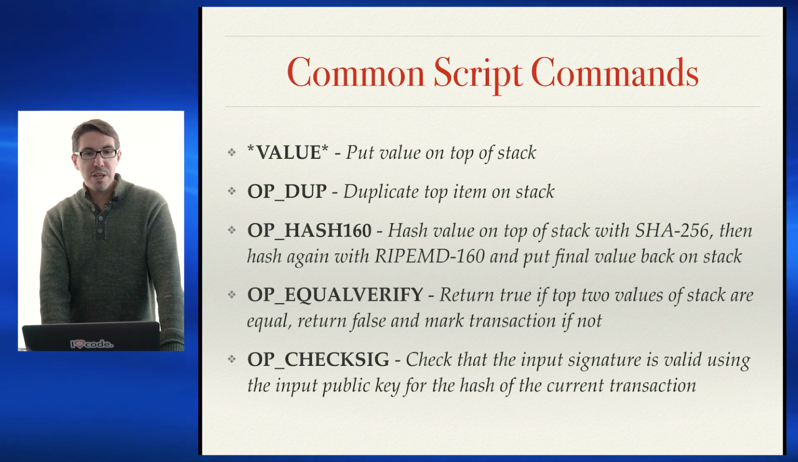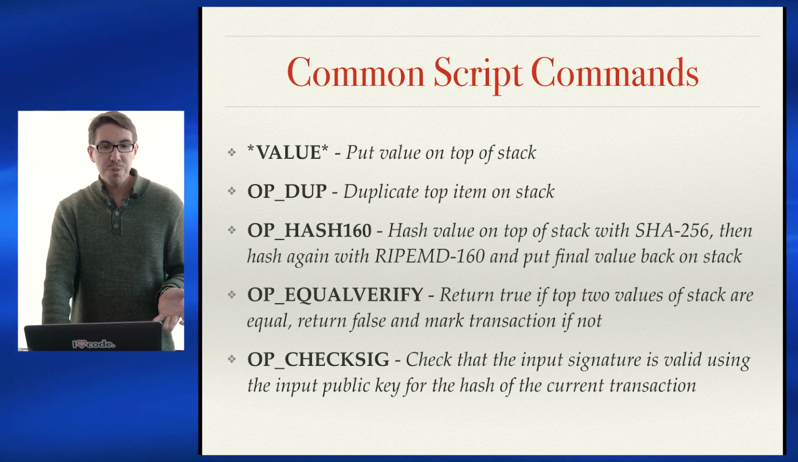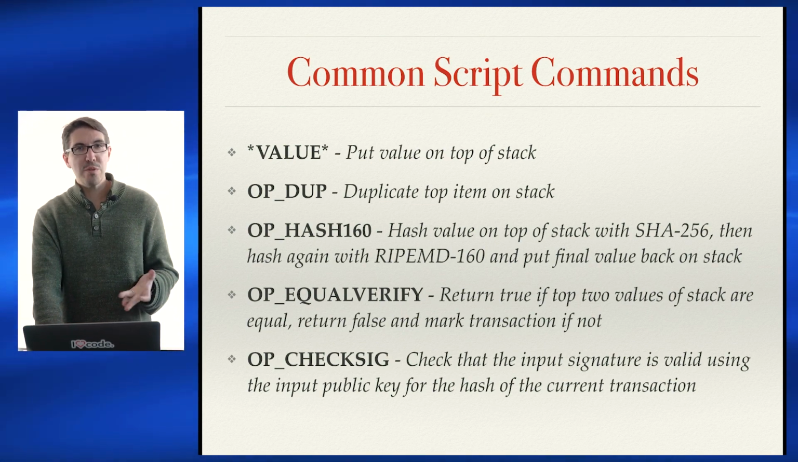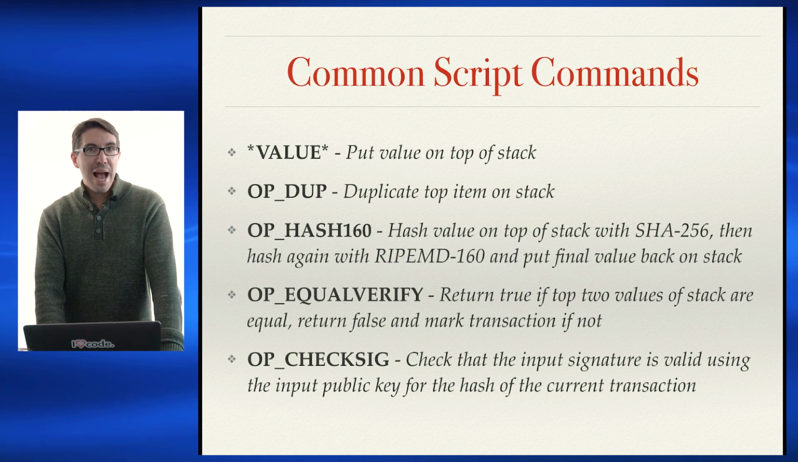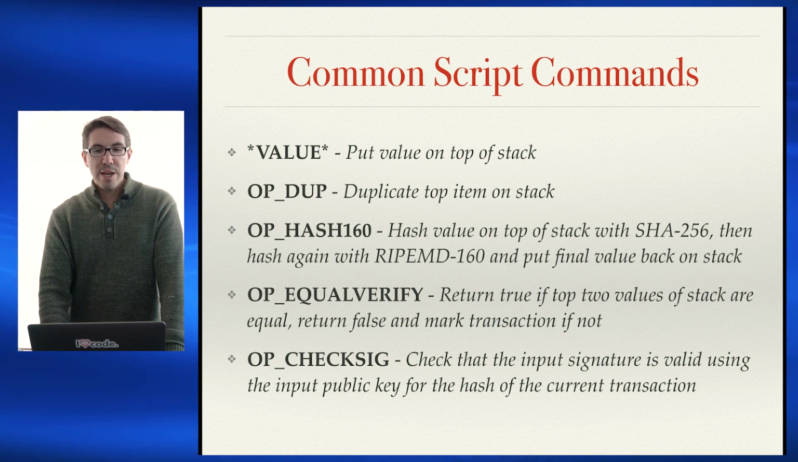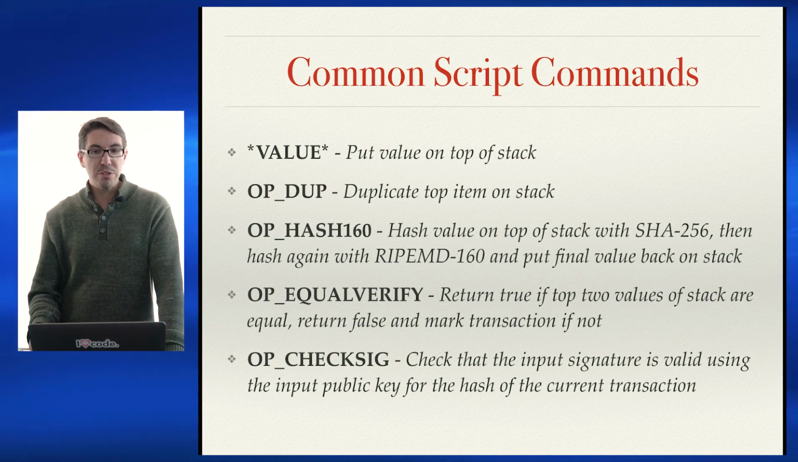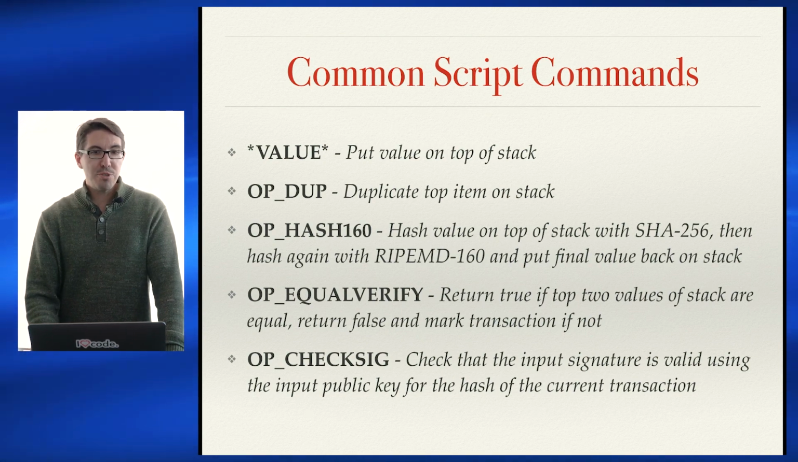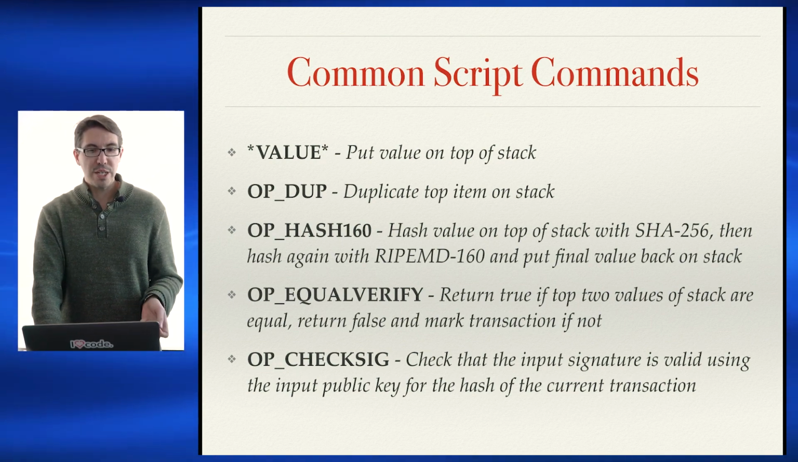So a few script commands: value, so just taking some value and putting it on the stack; OP_DUP, which will duplicate the top item on the stack. So if you have a stack with a 5, it'll pop the 5 off and then push 5 twice. HASH160, which is going to be used quite often, which is going to hash the value on top of the stack with SHA-256, then hash again with RIPEMD-160, and put the final value back on the stack. OP_EQUALVERIFY, which is going to return true if the top 2 values of the stack are equal, otherwise mark it false. And finally, OP_CHECKSIG. Check the input signature is valid using the input public key for the hash of the current transaction.